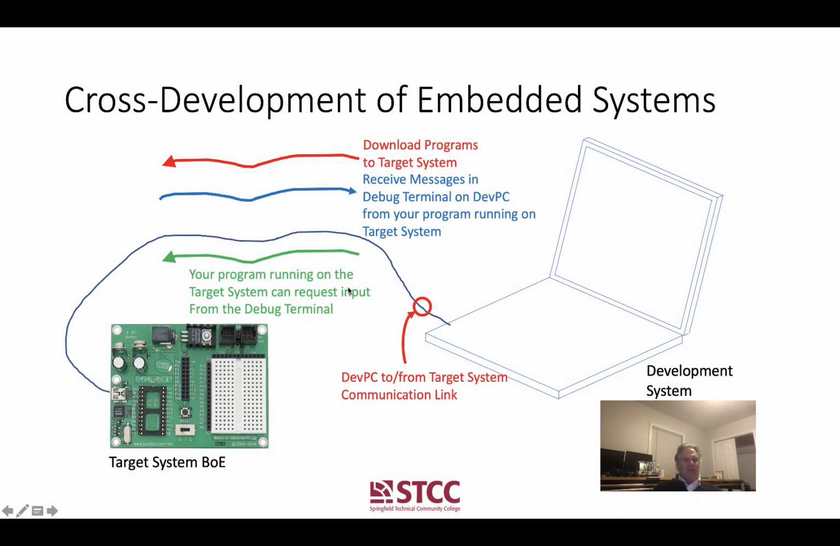Furthermore, in that same debug terminal, you can write a program so that the program running on the Board of Education requests information from the debug terminal on the dev PC, so that you can send numbers or codes or whatever you want from the PC down to your running program. So this red path here is downloading the program, and then it will start running. The blue path is hearing messages from the program in the debug terminal, and the green path is typing things in the debug terminal that are accepted by the running program on the target system.